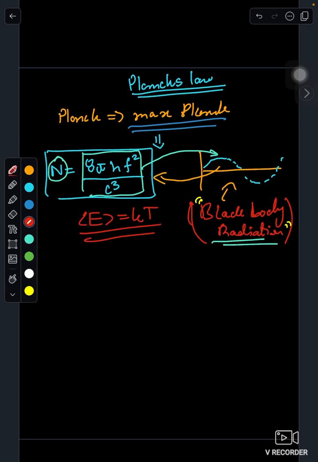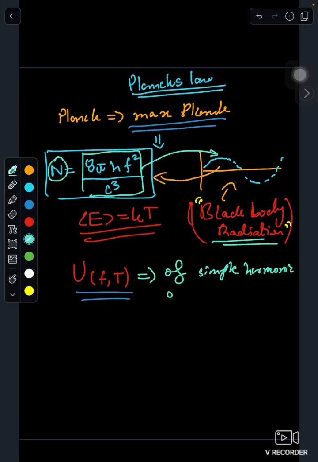So to get the black body radiation in terms of frequency and time, if you want to get the black body radiation, U is black body radiation, of the standing wave or this oscillation of a simple harmonic oscillator. This is black body radiation.